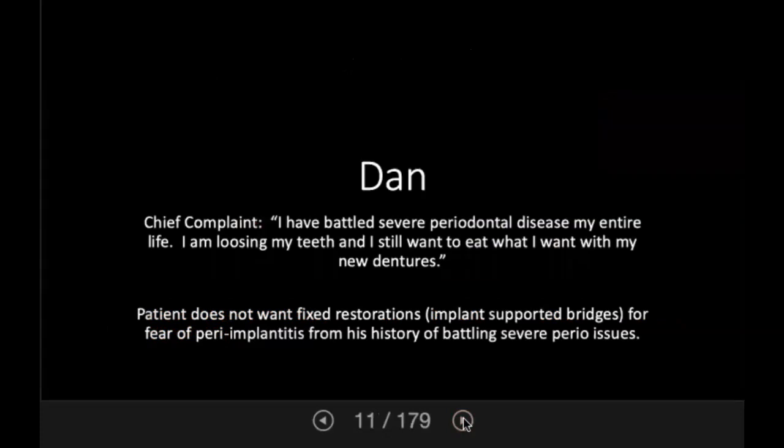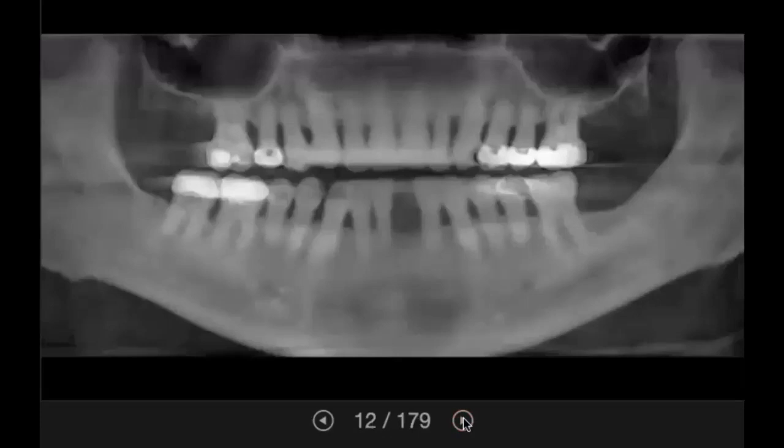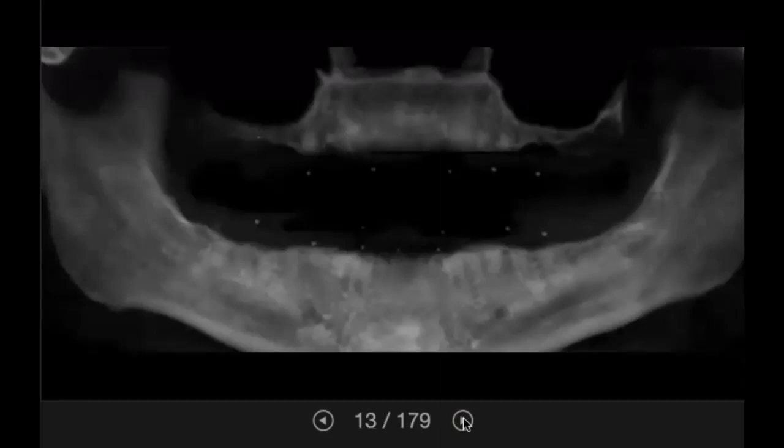This is Dan. Dan is a 65-year-old gentleman that has been battling severe periodontal disease for the past 20 years. Dan is interested in a stable, predictable, and affordable means to replace his failing maxillary and mandibular teeth. Here we have a reformatted Panorex that demonstrates severe periodontal disease with gross vertical bone loss. Dan has terminal dentition. Dan's teeth are extracted and grafting is performed. The patient is placed in immediate maxillary and mandibular conventional dentures to allow time for the bone grafts to consolidate and to decrease the periodontal bacteria within his oral cavity.